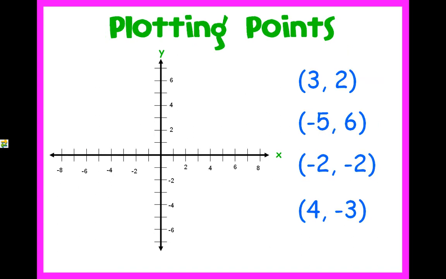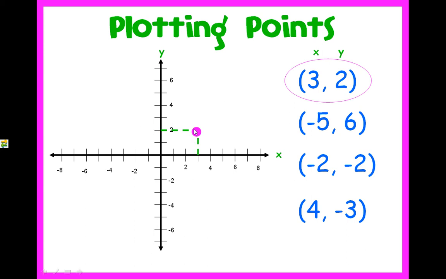Plotting points, we're going to do the same thing, except you're working backwards. So looking at the first example, 3, 2. We're starting with the origin. 3 is our x, so we're moving right 3. And then we're going to move up 2. So that is going to give us the point there. So we're moving right to here, and then we're moving up to 2.